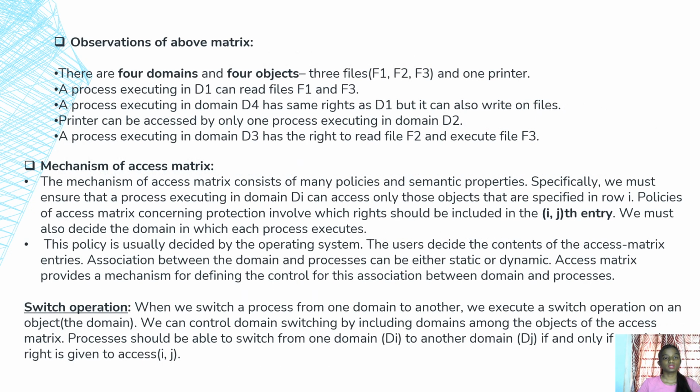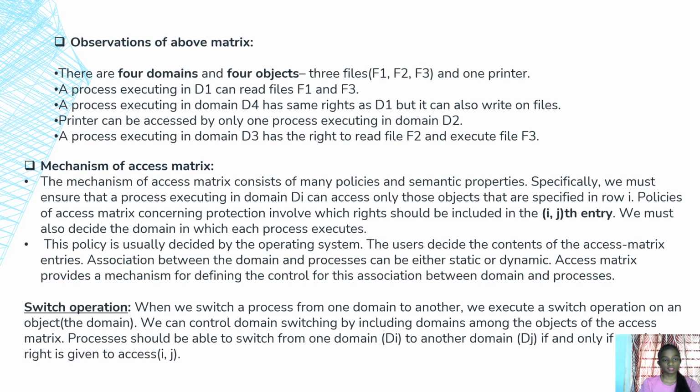So next we'll see observations for this above matrix. There are four domains and four objects. The process will first be executed in D1 and it can read the files F1 and F3. Then it will be executed in D4, which has the same rights as D1 and it can also write on files. The printer can be accessed by only one process, executing in domain D2. The process executing in domain D3 has the right to read the file F2 and execute the file F3.